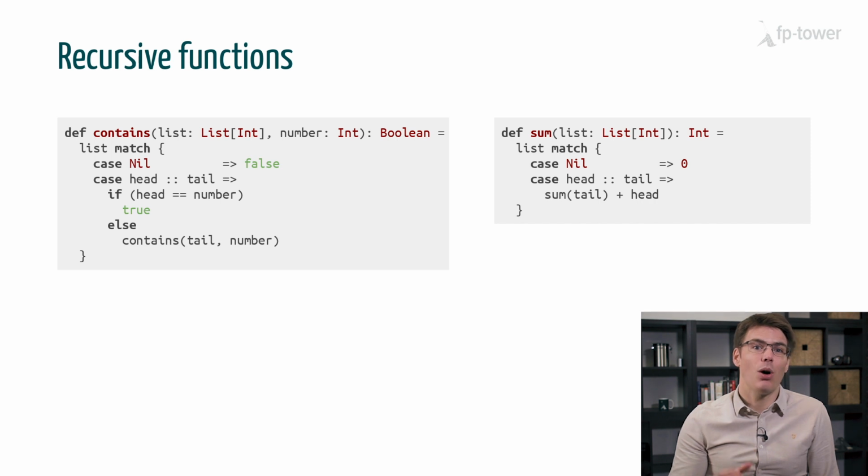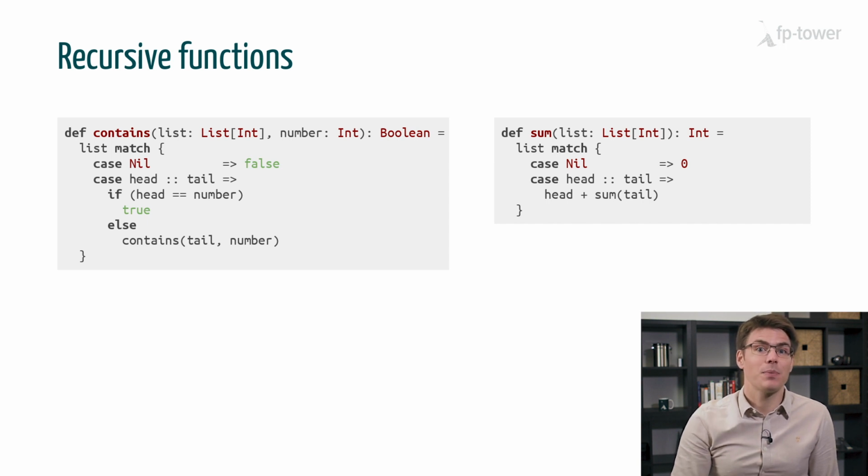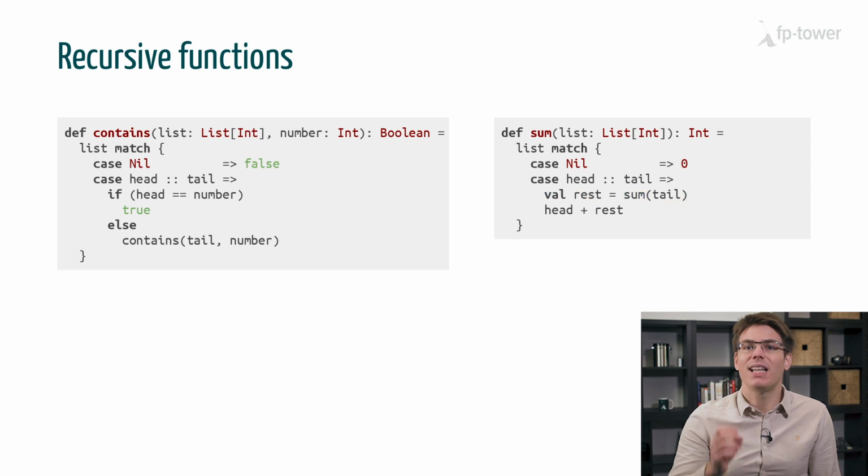Now, you might wonder what happens if we change sum so that it ends with head plus instead of plus head. Will that make sum tail recursive? No, it doesn't. In both cases, sum will throw an exception on large inputs. This is confusing because plus is an infix operator. But if we introduce a variable, then we can see that sum does not end with a recursive call. To be honest, this can be very difficult to spot. It took me several years before I was able to recognize whether a function was tail recursive or not.